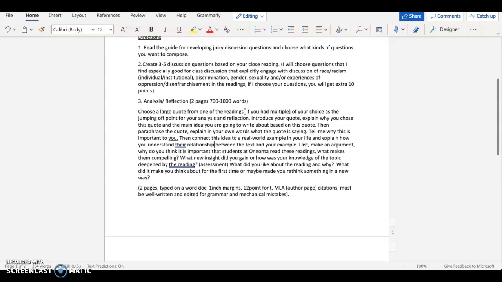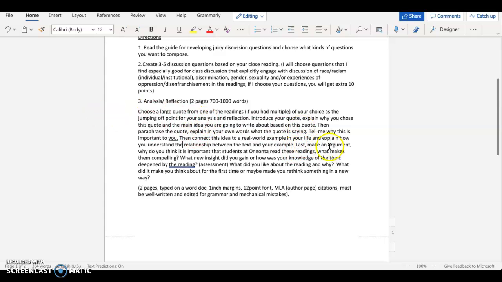And then tell me why it's important to you. Why did you choose this quote, right? Then connect this idea to a real world example in your life, and explain how you understand the relationship between the text and your example.